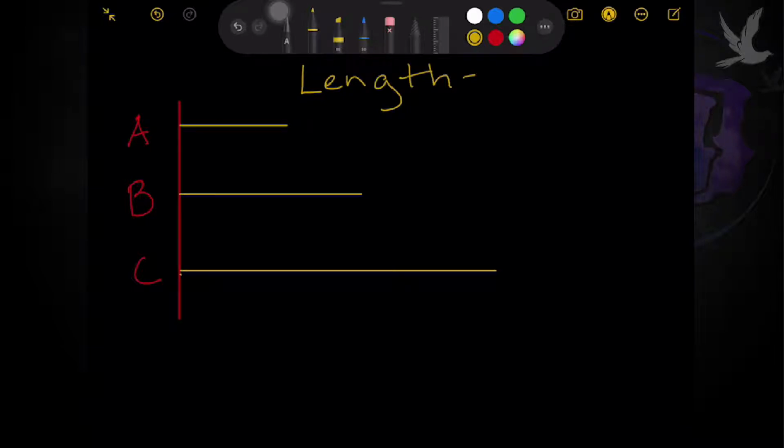Hello there, grade 2. For today, we are going to talk about length. Okay, what do you mean by length? Basically, it has something to do with a certain measurement.